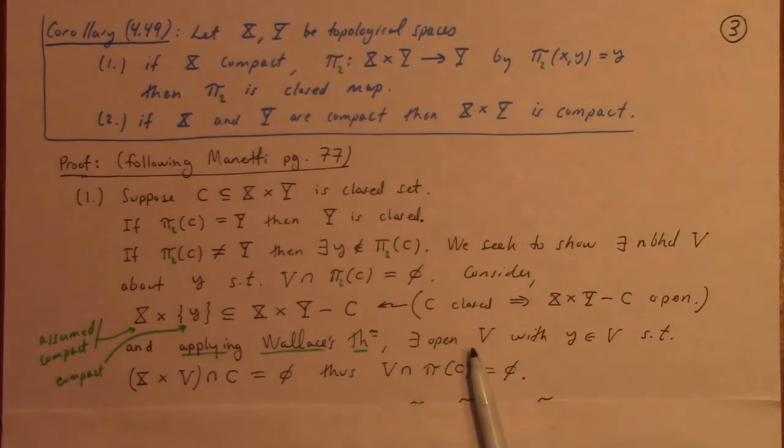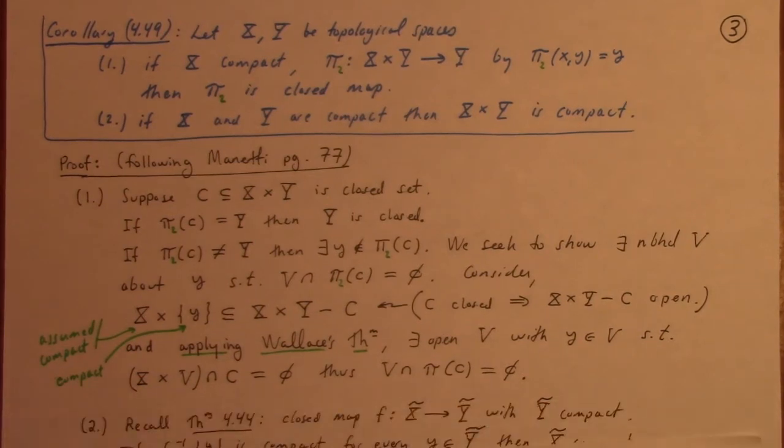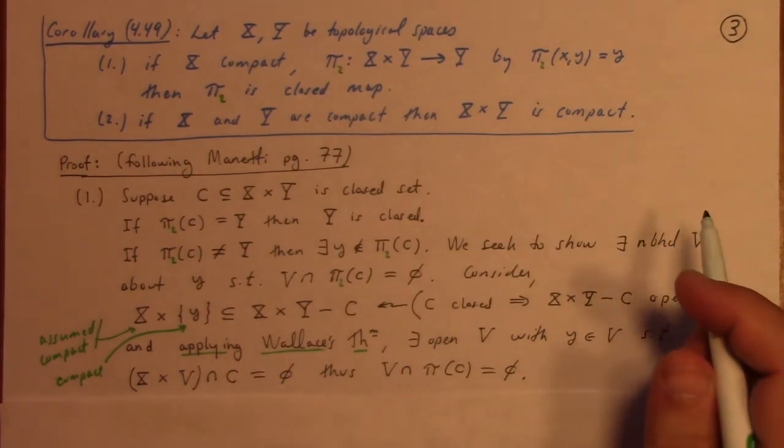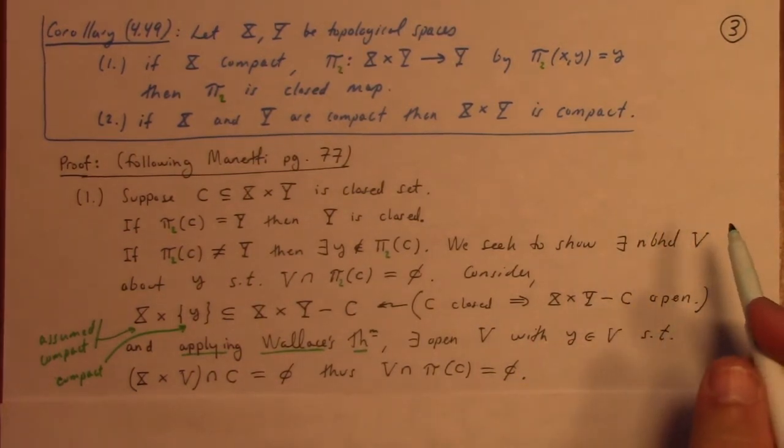There exists an open V, which contains y, such that X cross V intersect with C is empty. And consequently, V intersect the projection of C is empty. And what does that tell us? That tells us that the complement of the projection is open, which then says that the projection of C is closed. But C being an arbitrary closed set, we have proved that pi 2 is in fact a closed map.